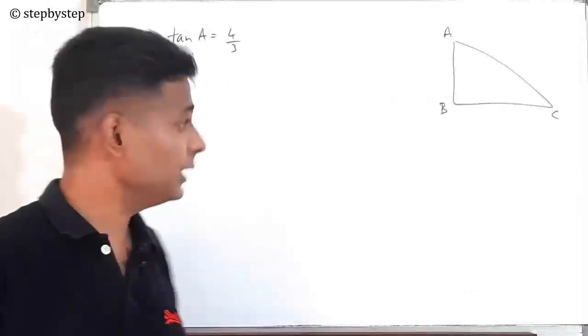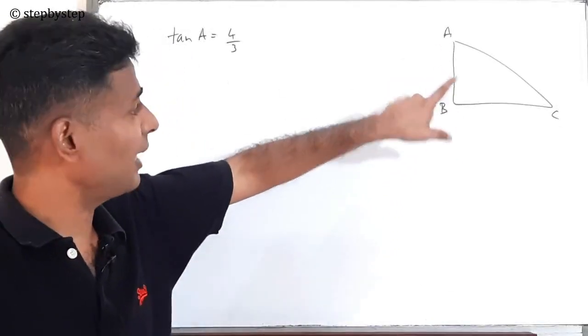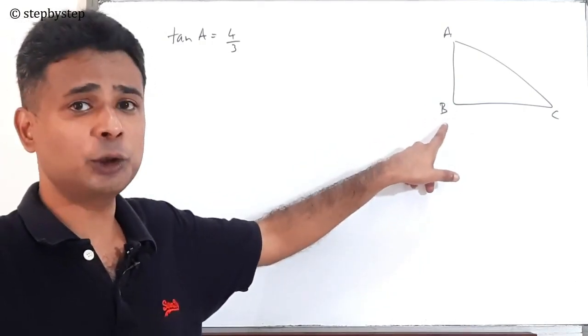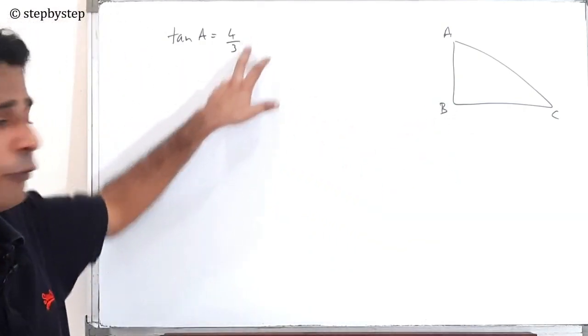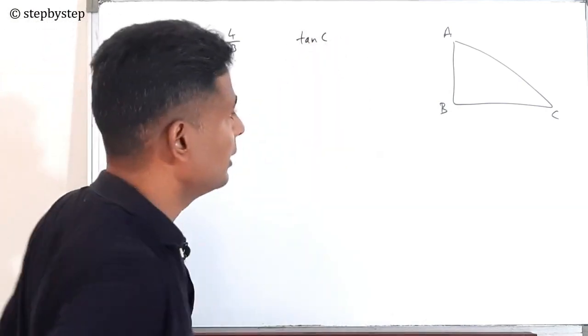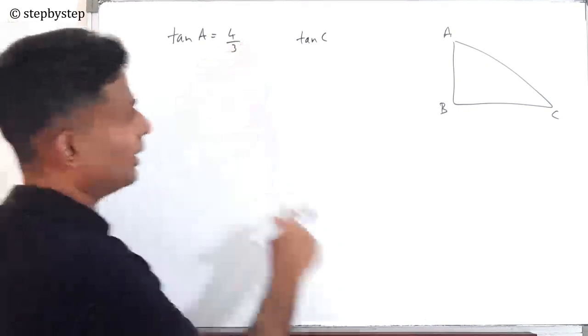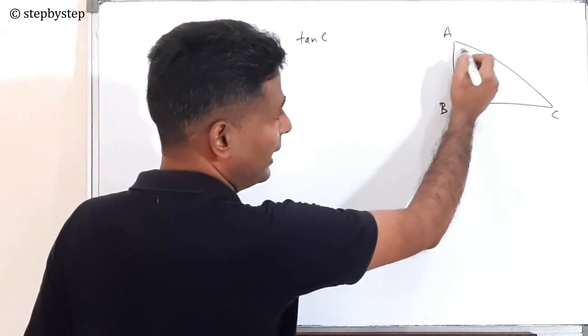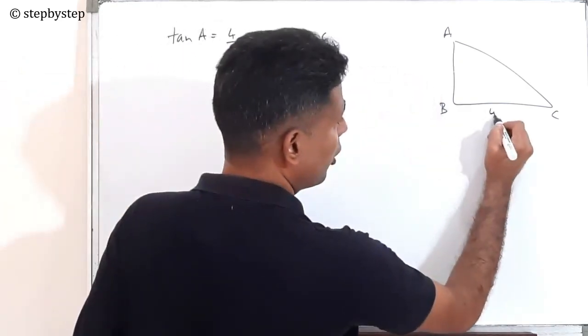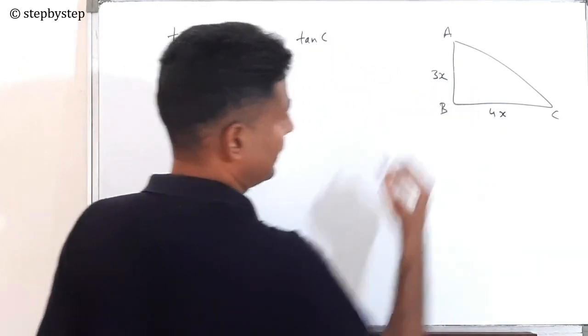Now the next question. They have told you that in a right angle triangle ABC, right angled at B, which has been given, so the right angle has to be B. They said tan A is 4 by 3 and we need to find tan C. Now tan A is 4 by 3, which means what? What is tan of A? A is this angle, tan is opposite by adjacent. So 4 by 3, opposite by adjacent, right?